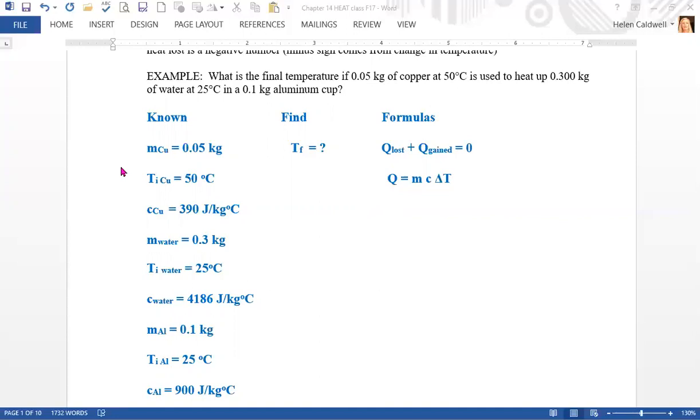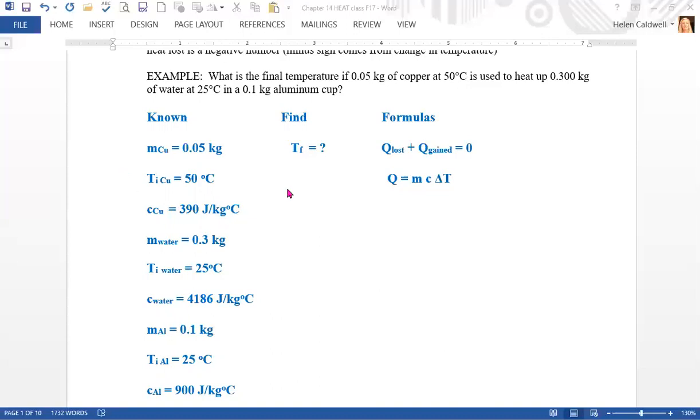And our formulas are that Q lost plus Q gained equals 0, and Q is equal to MC delta T. So heat equals mass times specific heat times change in temperature. And we remember that change in temperature is T final minus T initial. So what do we do?